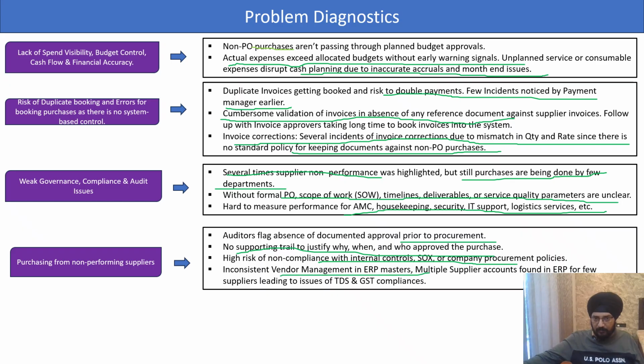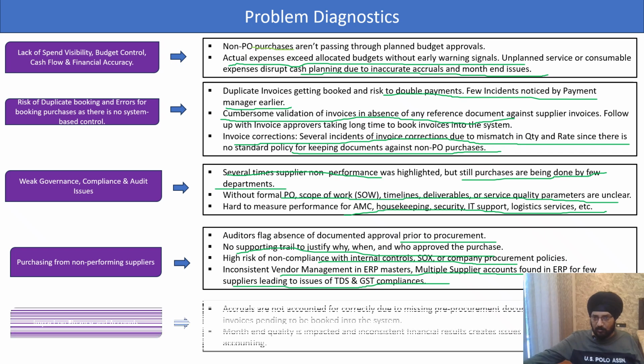Inconsistent vendor management in the ERP. Multiple supplier account found in ERP for few supplier, leading to issues of TDS and GST compliance. So basically for the same supplier, multiple accounts get generated at the operating unit level or the business unit level, which create the non-compliances while managing the TDS and the GST. Because GST is again a supplier base with the GST number, and TDS is again TAN number base. So all these consequences again are arising because of the fact that there is no proper documentation trail, no governance, no mechanism through which we can ratify the incurrence of those expenses. So all these are the natural consequences of non-PO expenses.